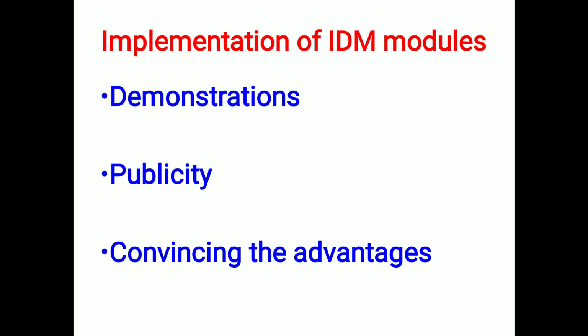So there are three important points regarding implementation of IPM module. First is demonstration. We can do the demonstration of particular practices, then farmers can use. Then publicity. You should make people aware about the use of IPM module, then farmers use it. And last one, convincing the advantages. After convincing the advantages, farmers use that IPM module.